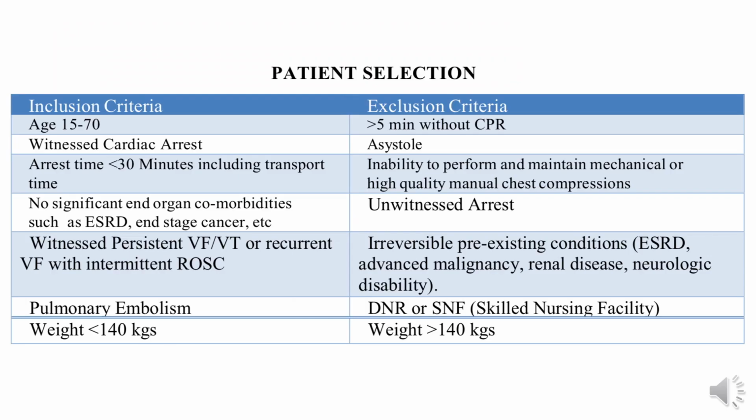These are the patient selection criteria. The age is 15 to 70 for ODEMSA. It needs to be a witnessed cardiac arrest. The total time from the assumed arrest time to the time you can deliver them to an ECMO center needs to be less than 30 minutes.